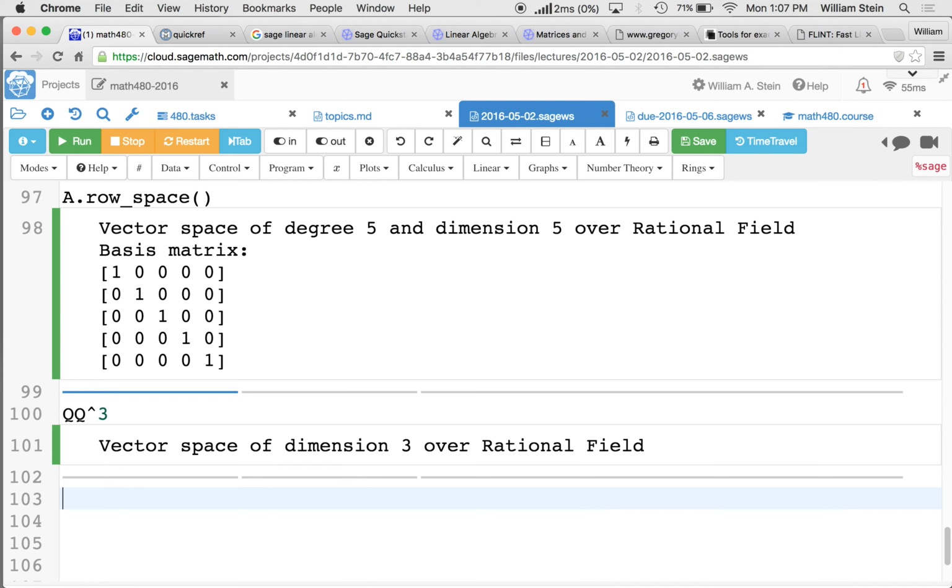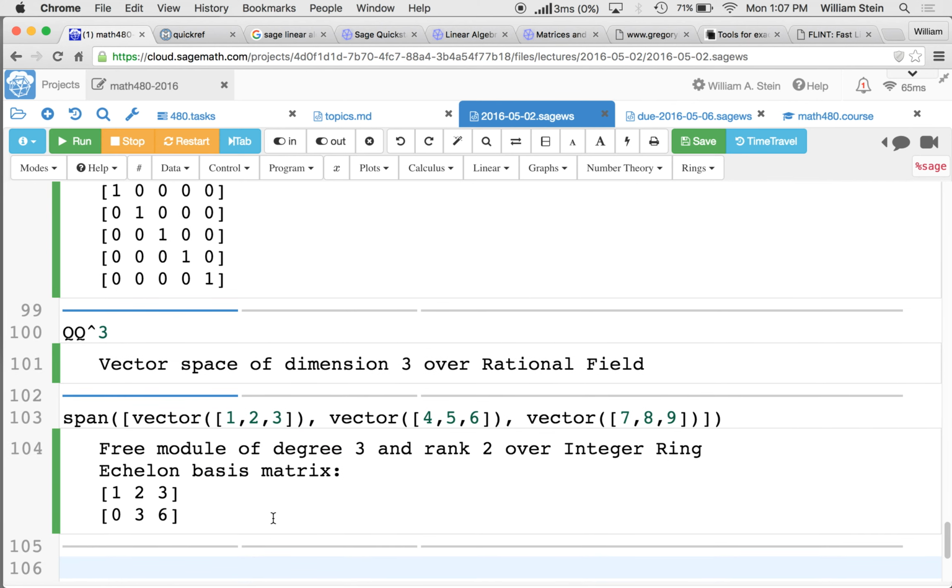You can ask for the span of vectors. So I'll make the vector 1, 2, 3, and the vector 4, 5, 6, and the vector 7, 8, 9, and just ask for the span. Oops. So you might remember from Math 308 that given a bunch of vectors, you could consider their span. But in Sage, it's just a command. Probably not in your graphing calculator, but in Sage there is a command called span. And you just give it a bunch of vectors, and it gives you back the vector space that they span.